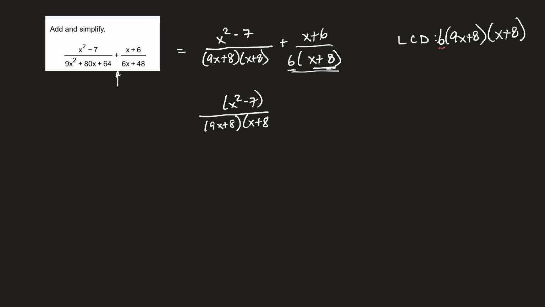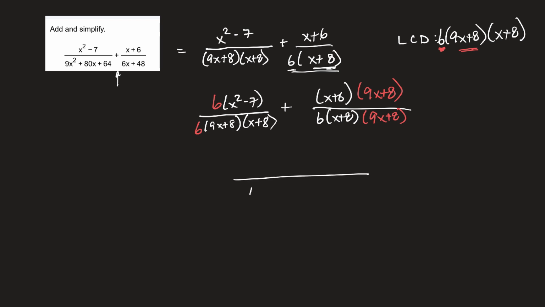Okay, so the first one has 9x plus 8, x plus 8, on top x squared minus 7. But to make it a common denominator, it's missing a 6. So I need to have a 6 here and a 6 there. Plus, common denominator. Already I have a 6 and an x plus 8, and then an x plus 6 up top. But I don't have this part, 9x plus 8. So 9x plus 8 needs to go on there and on the top.